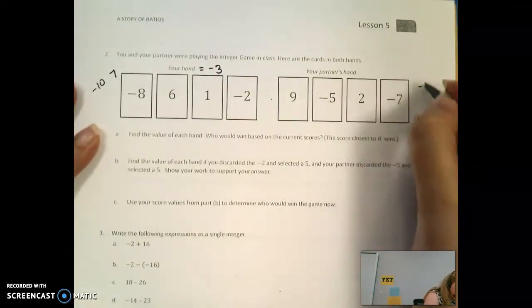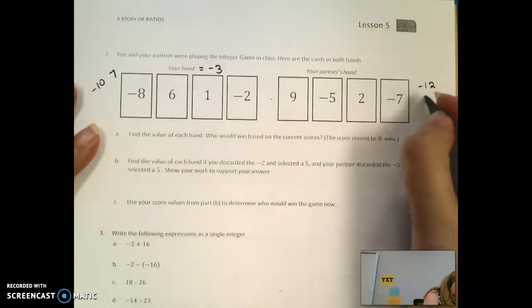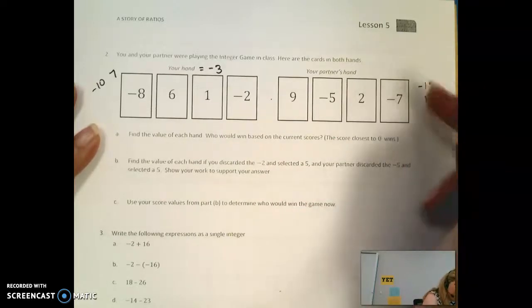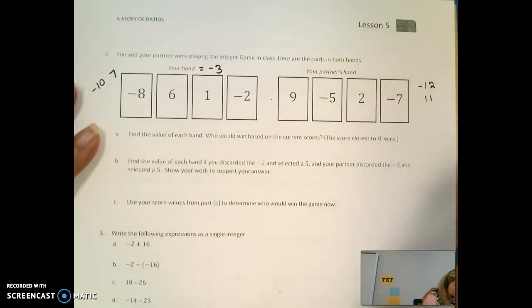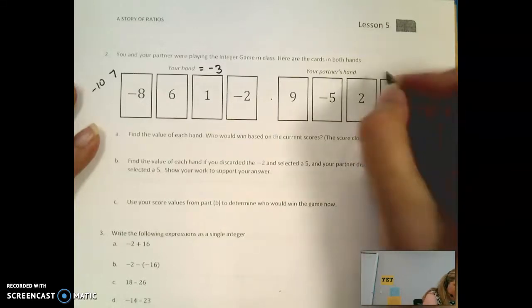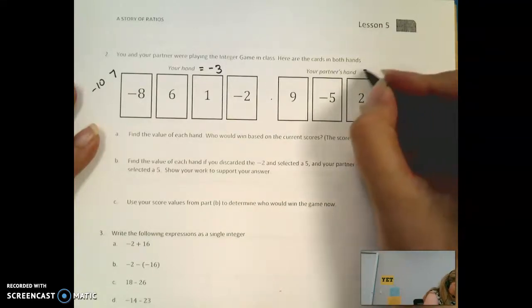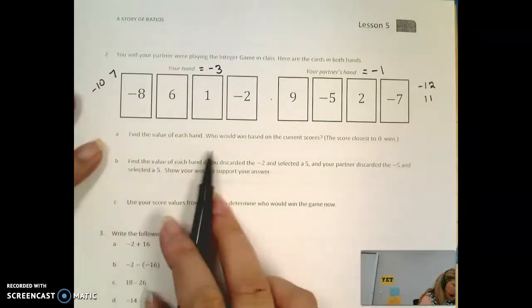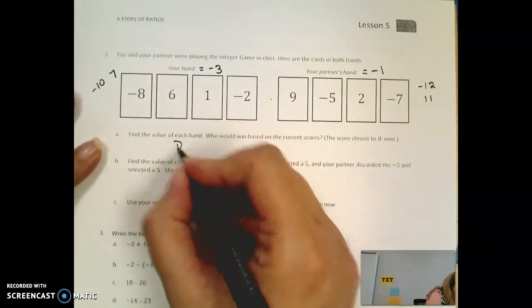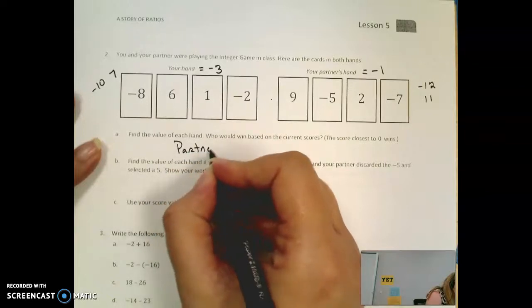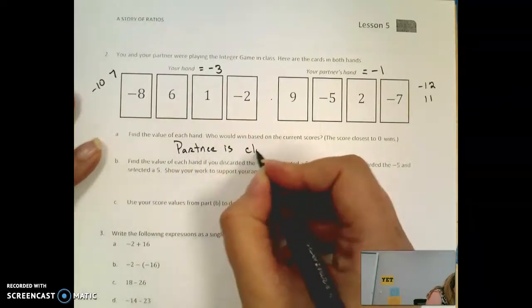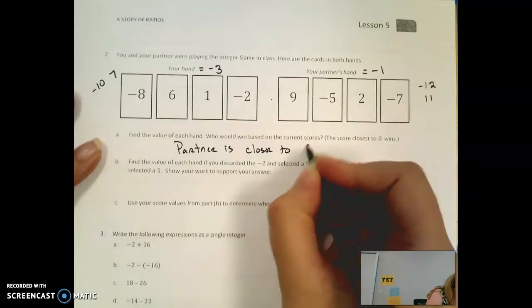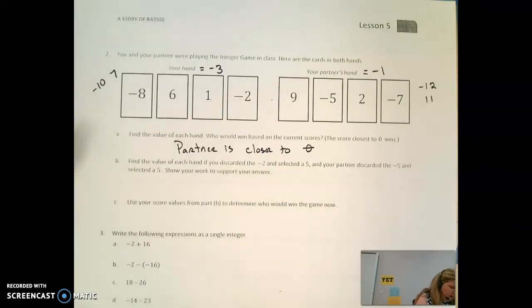Partner's hand, negative 12, and then 11. So the difference, when I combine that, I've got negative 1. Okay, so who would win? The partner is closer to 0.